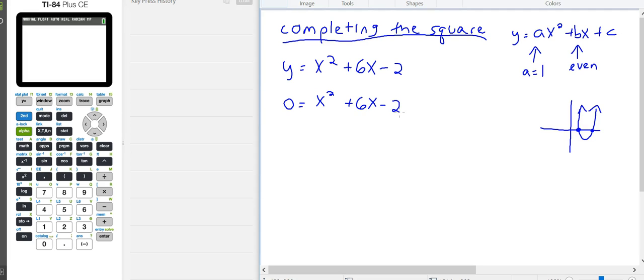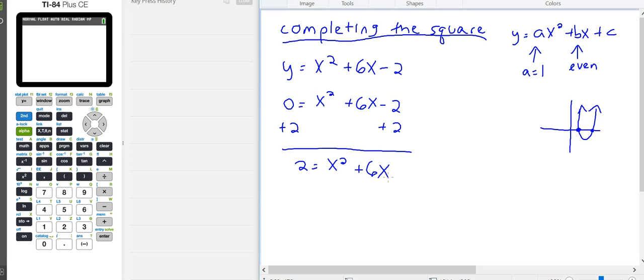When we're using completing the square, we want to have our constant on one side and all the x's, x squared, everything that's attached to the x's on the other side. So we're going to add 2 to both sides of the equation. Now we have 2 equals x squared plus 6x. To do completing the square, we need to find some value for the side of the equation with the x's, which in this case is the right-hand side. We need to find some constant that we can either add or subtract from this equation that will make the right side of the equation a perfect square trinomial.